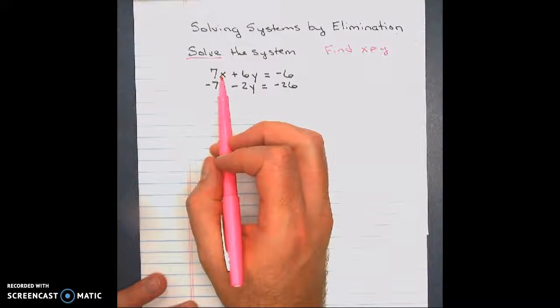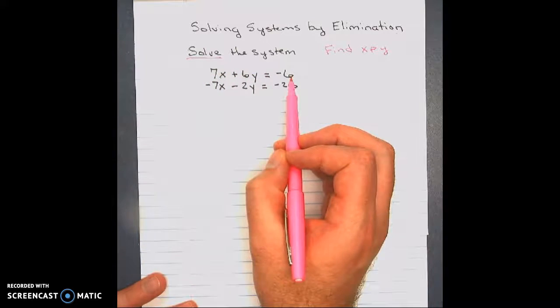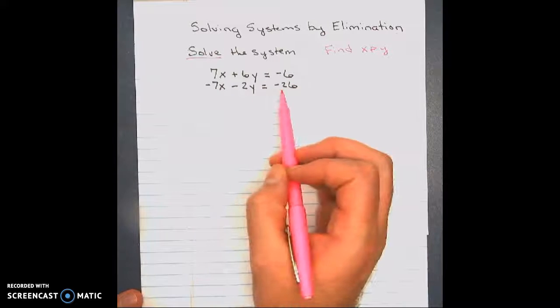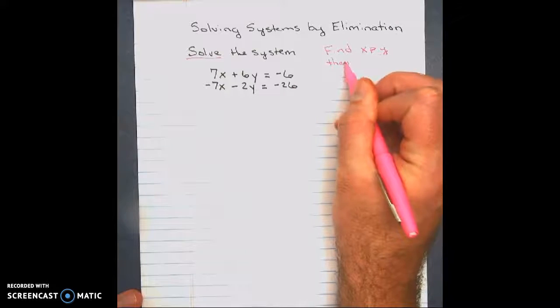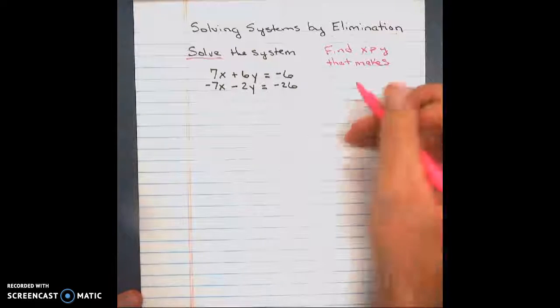You're looking for the x and the y such that 7 times x plus 6 times whatever your y is really is equal to negative 6. And also negative 7 times x minus 2 times the y equals negative 26. So we're going to find the x and y that makes both equations true. And that's our goal. We want to find something that's going to work in both of them.